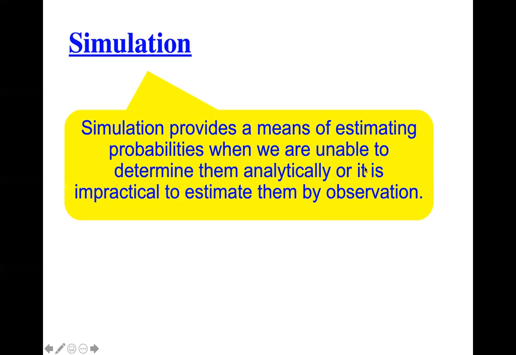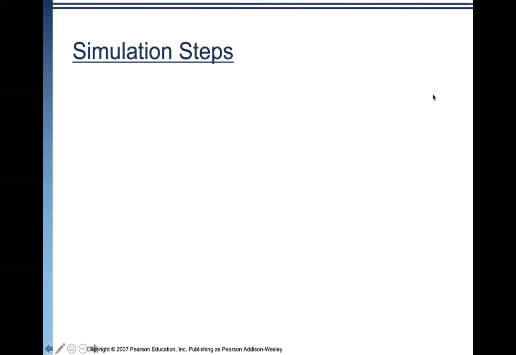I'm going to teach you guys how to do a statistical simulation where we'll simulate a situation, but using numbers instead of the actual event or situation happening. All right, so a simulation provides a means of estimating probabilities when we are just unable to determine them analytically, or it is impractical to estimate them by observation. Okay, so let me show you the steps first, and then I'll give you guys an example.